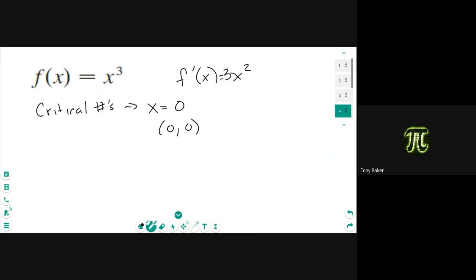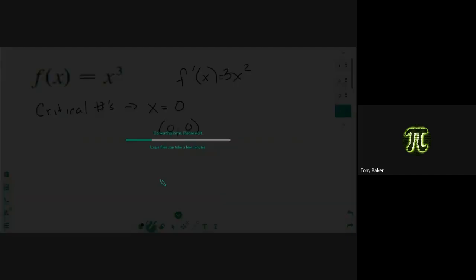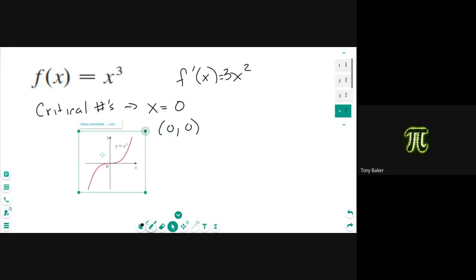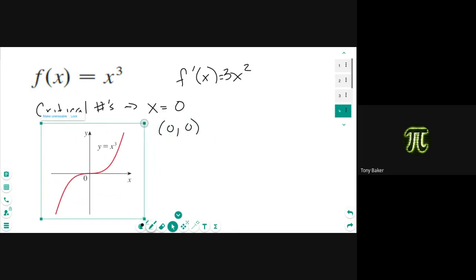What does a cubic graph look like? So there's my cubic. So is (0, 0) a minimum or maximum? It's neither. For it to be a minimum or maximum, it has to change direction, right? This one doesn't change direction. So just because it's a critical number does not mean it's automatically a minimum or a maximum. You do still have to look at that. So this is a situation where it's just not.